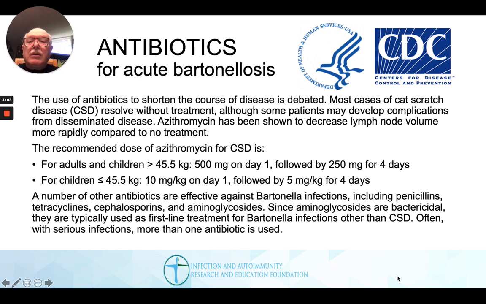Then the CDC presents the recommended dose for adults and children, which we're not going to argue about. The final paragraph on the CDC website is that a number of other antibiotics are effective, including penicillins, tetracyclines, cephalosporins, and aminoglycosides. And the final sentence is, since aminoglycosides are bactericidal, they're typically used as a first-line treatment for Bartonella infection, other than cat scratch disease. Often with serious infections, more than one antibiotic is used. Is that a true statement? Yes and no, and we'll talk about that in a few seconds.